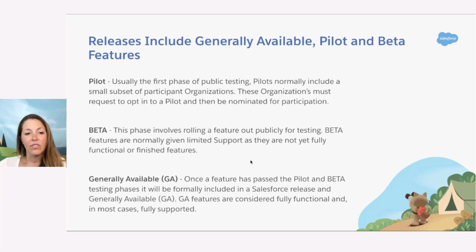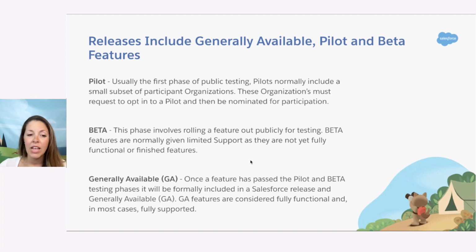Beta is a phase involving rolling a feature out publicly for testing. Beta features are normally given limited support. They're not usually considered finished. So there might be limited support if you were to use a beta feature and then call support or need additional assistance with that feature. They are something that is being rolled out early for feedback and testing.